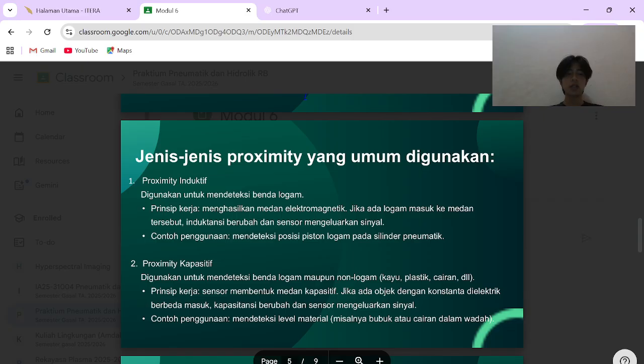Inductive and capacitive sensors are two of the most commonly used sensors in pneumatic and automation systems. The inductive sensor is ideal for detecting the position of moving metal parts such as pistons. The capacitive sensor is more versatile as it can detect almost any material, including solids and liquids. The working principles of both sensors involve a change in an electromagnetic or capacitive field.